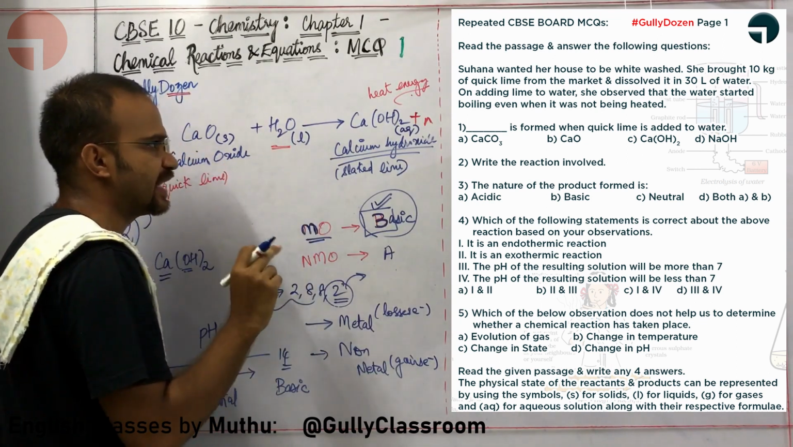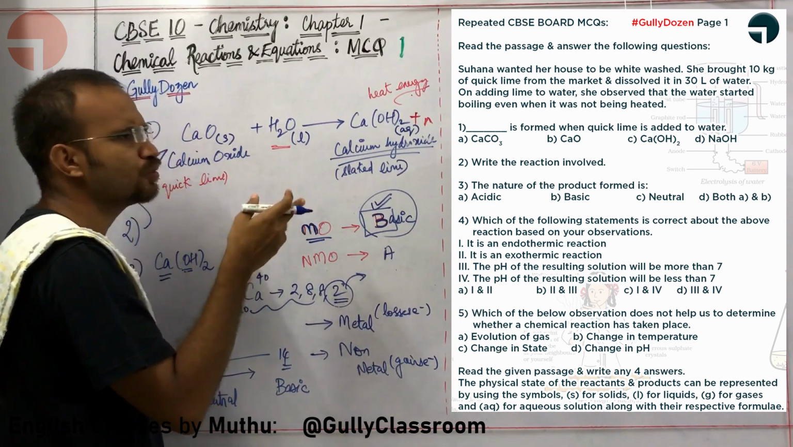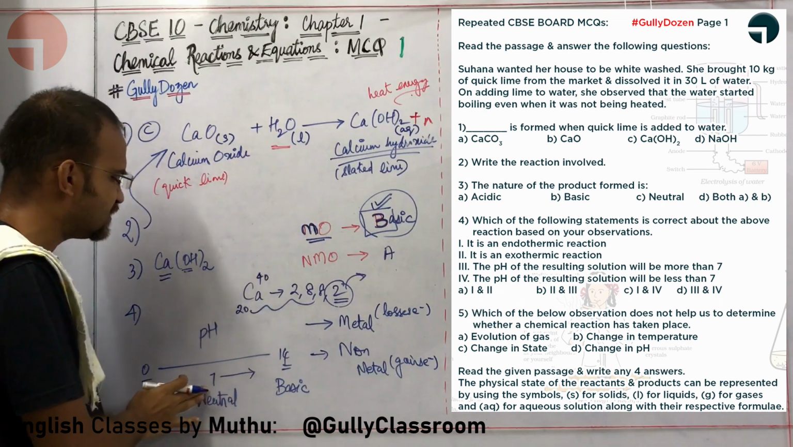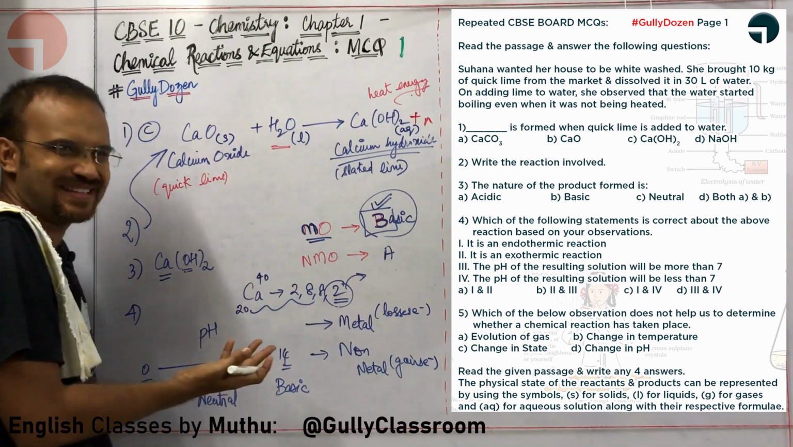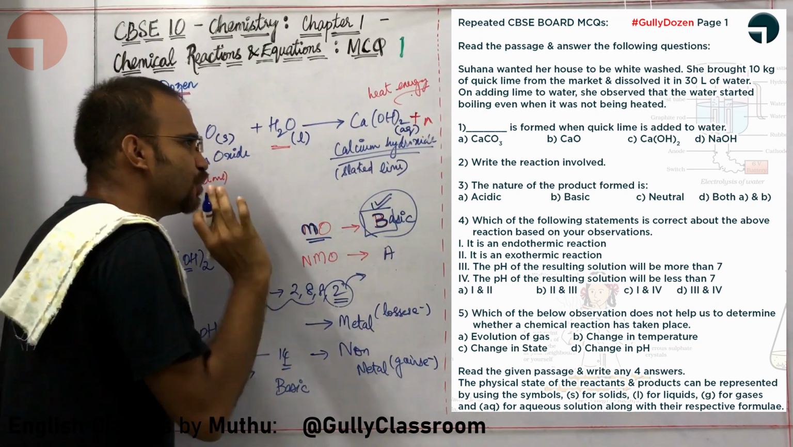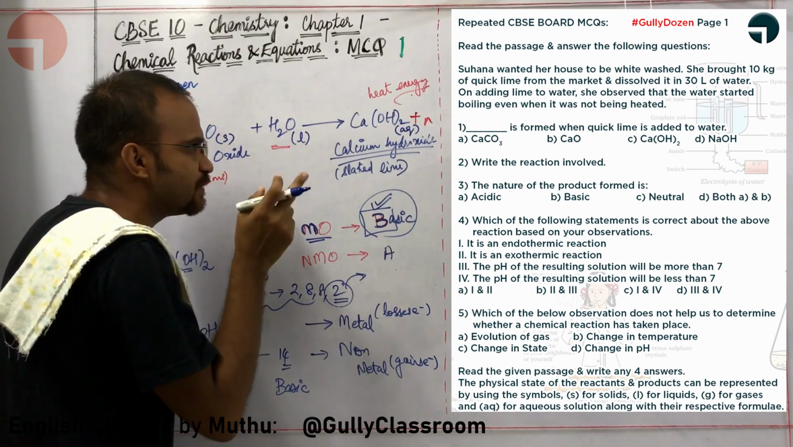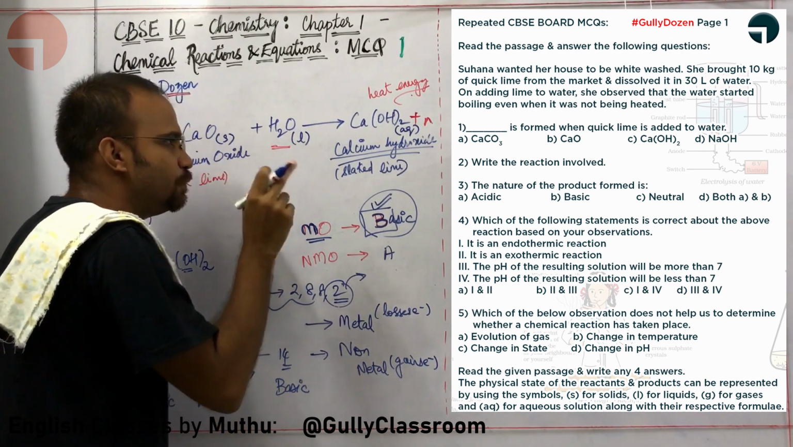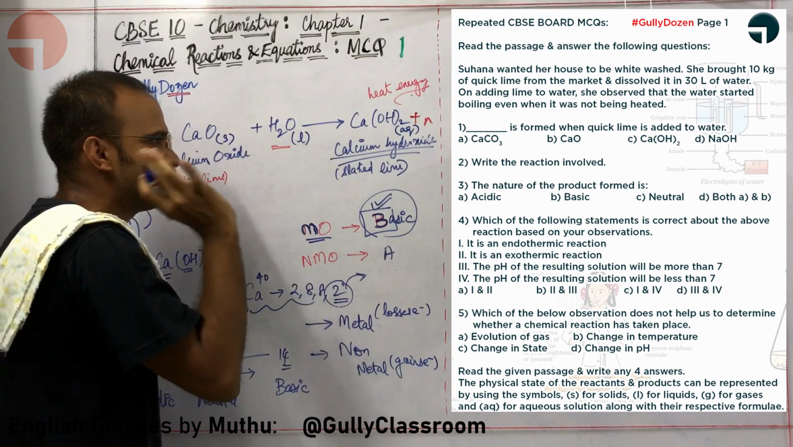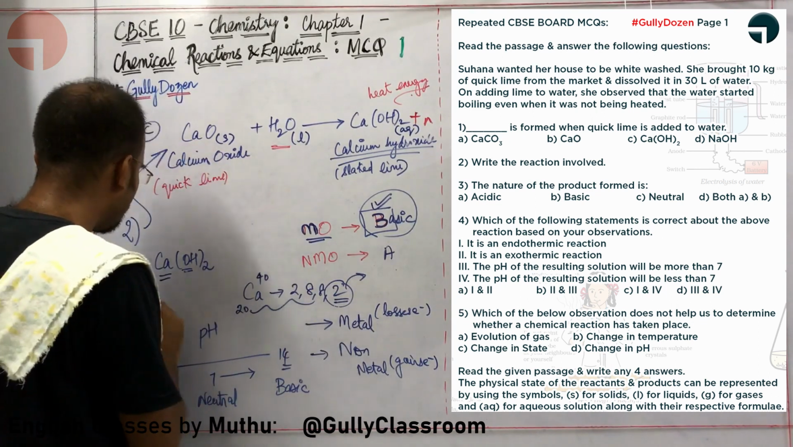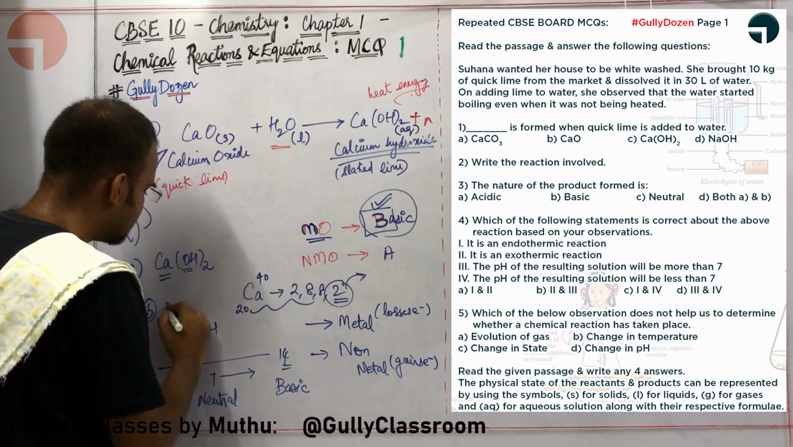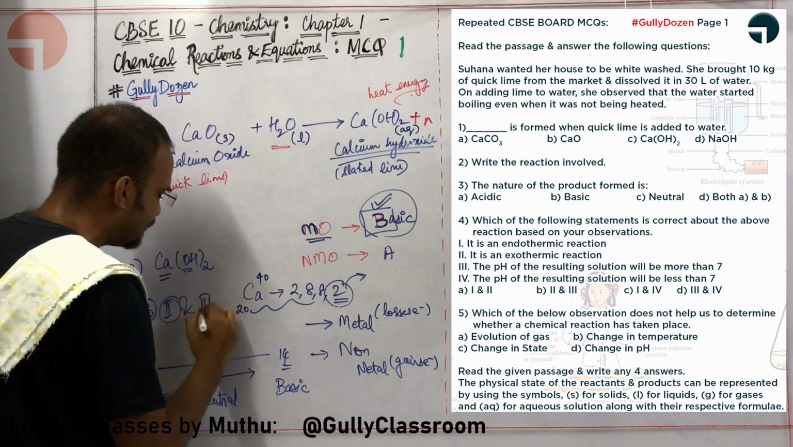The third one is right. What about the fourth one? The fourth one is obviously wrong. Since pH is greater than 7, it cannot be lesser than 7. So, I am leaving off the fourth one. The correct statements are second and third. So, B has the correct statements. B, second and third.